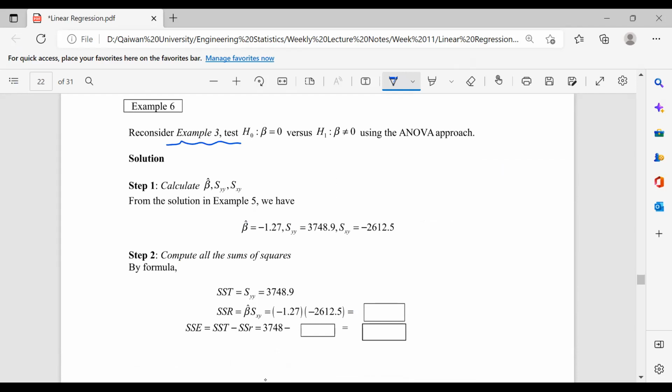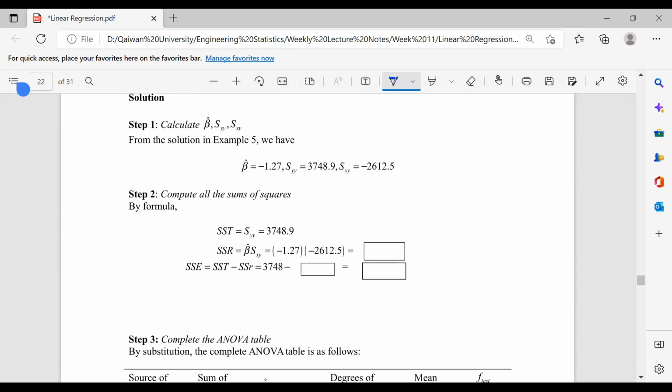Let's consider example 3. It's given that H naught, the null hypothesis, is that beta is equal to 0, and the alternative hypothesis is that beta doesn't equal 0. Similar to the above example, but here the method is different. Here we use one-way ANOVA, and in the previous one we used the t-test. In one-way ANOVA we have the F-test. Beta hat is this one, with S sub yy and S sub xy. We calculate these.